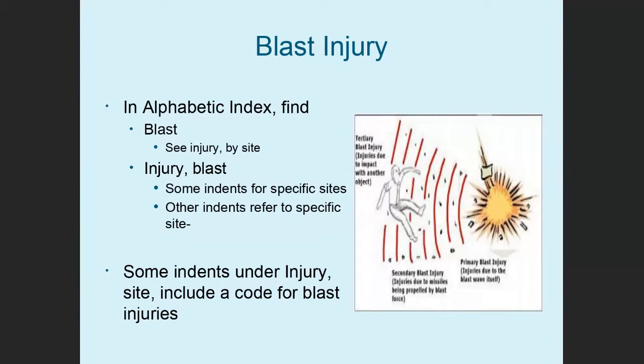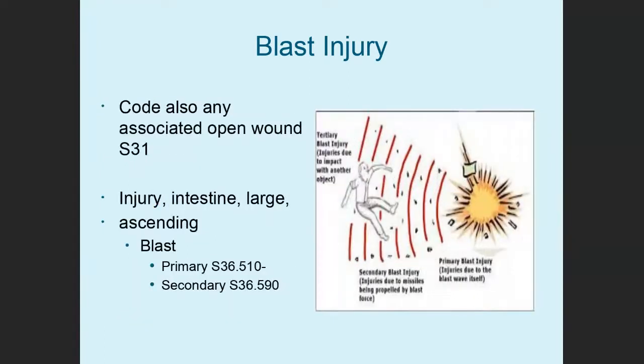So it depends. You're also going to code any open wound for the blast injury. Associated open wounds from S31. And again, coding will depend. For example, if you look up injury intestine large ascending, there's an indent there for blast. And there's one for primary and there's one for secondary. So in some cases, there'll be a specific one for blast, but often there is not.